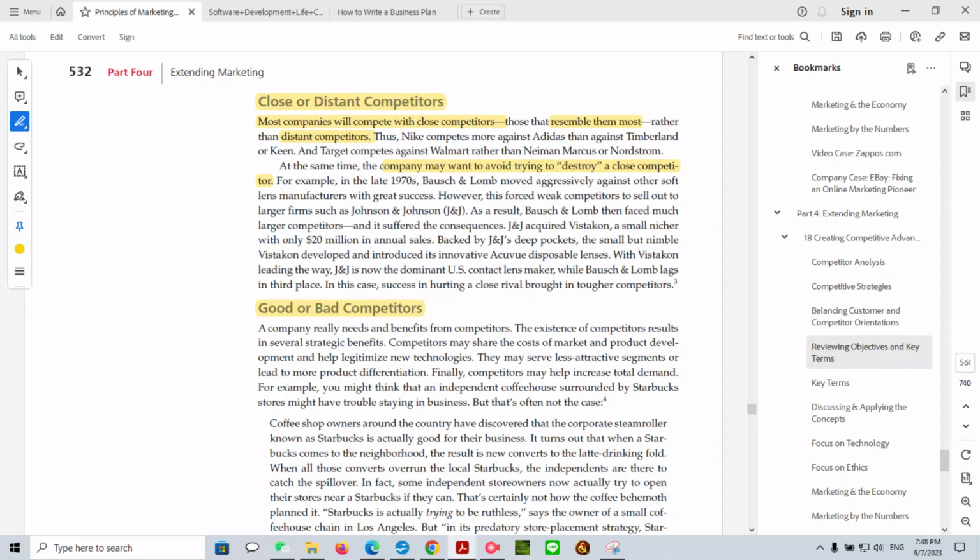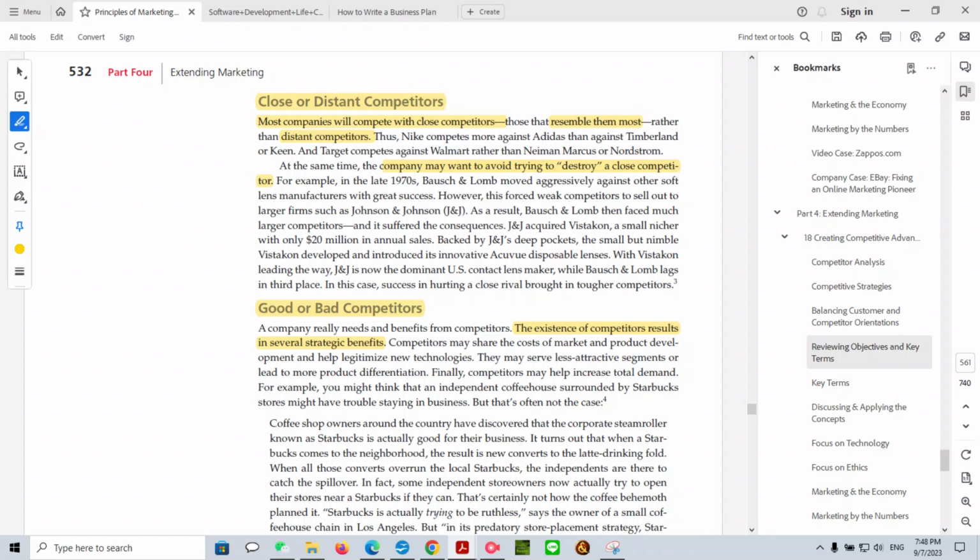Now, the existence of competitors results from strategic benefits. That's what I was talking about. You do have that strategic benefit when you have a win-win. Competitors may share the costs of market and product development and help legitimize new technologies. So that's your strategic partnerships, okay, that you can have. You can have a joint venture, where you have two different companies working together to make the same product and they share the profits.